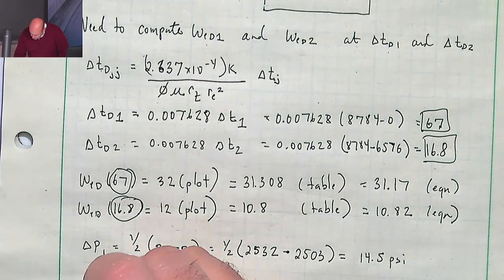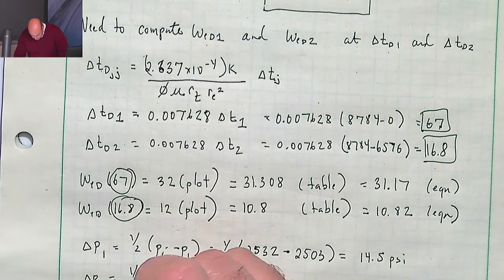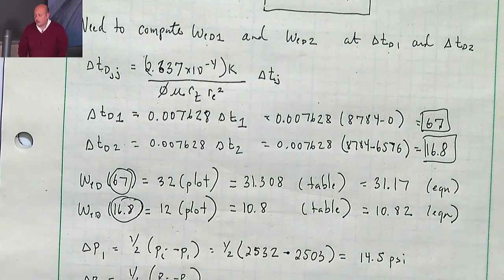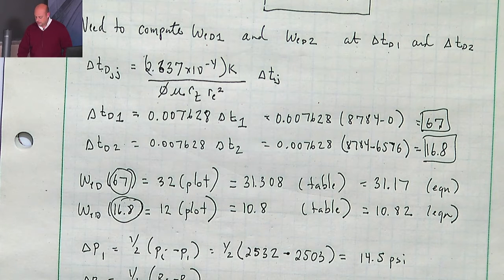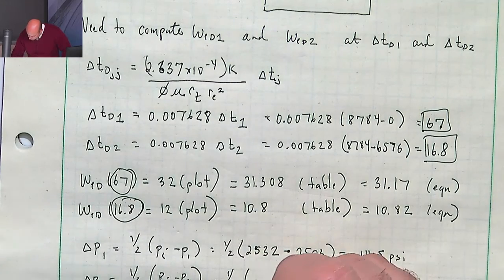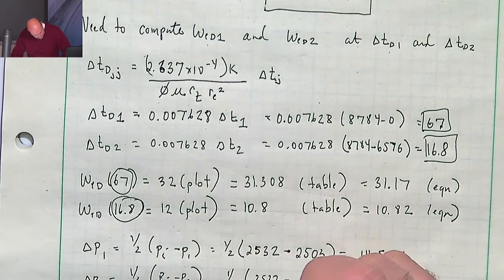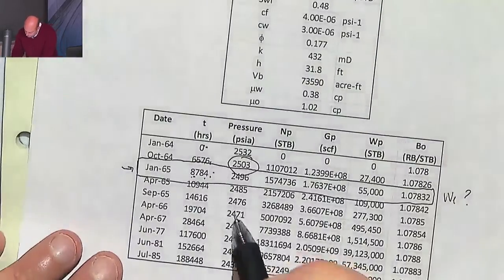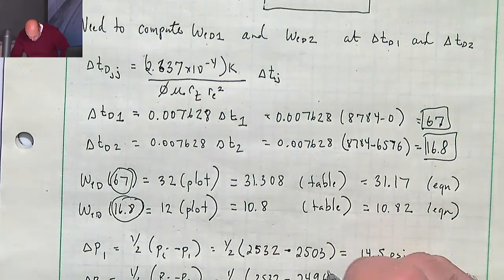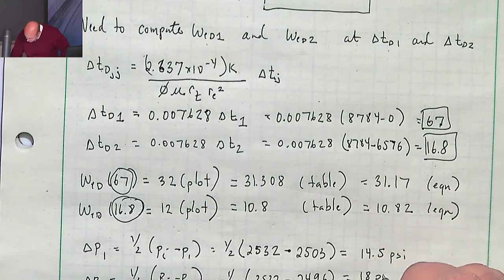And then delta P2, if you look into the equation, is 1/2 times (P1 minus P2). You need to be careful though, because the pattern kind of changes a little bit once you get to delta P3. We're not going to use delta P3 today, but if you did, then that would be the case. So it's 2532 minus 2496, and I get 18 psi.